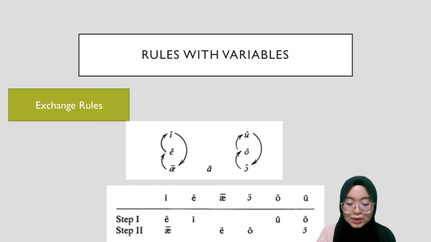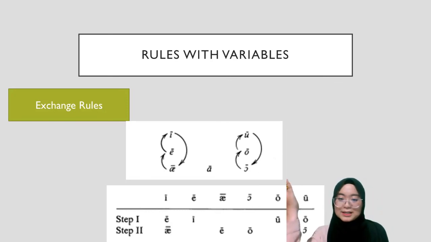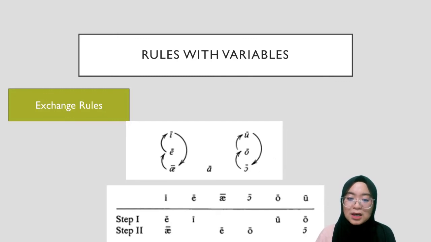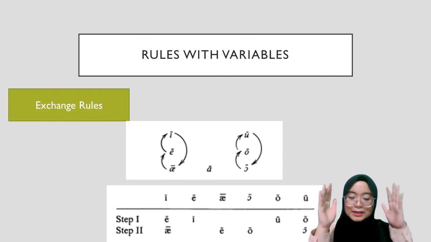In exchange rules, we can put the rules like this: I, E, and A. It becomes like this. The variable notation is used for special kinds of rules, known as exchange rules. Exchange rules, switching rules, or flip-flop rules are the same. Those rules all have a specific symbol.